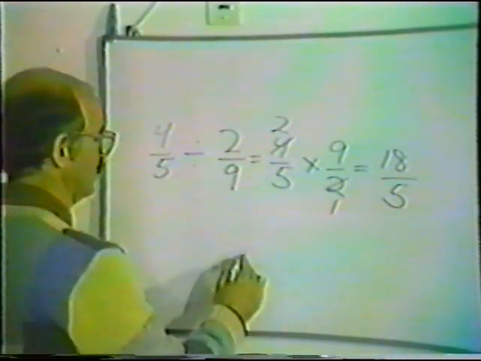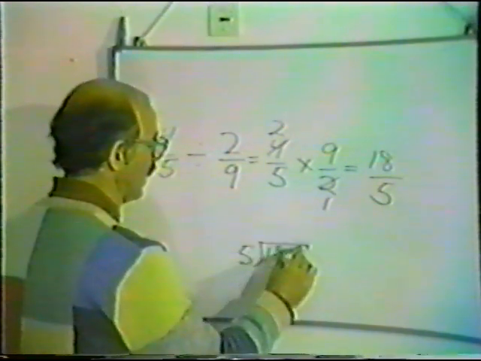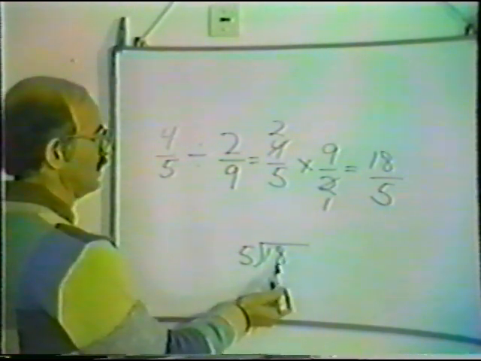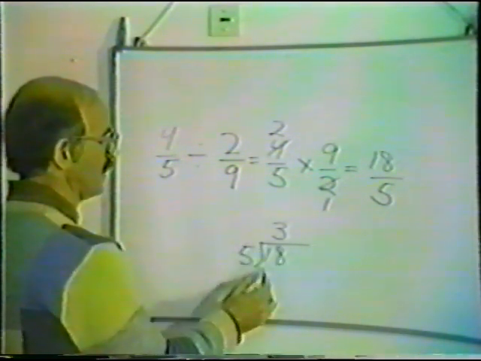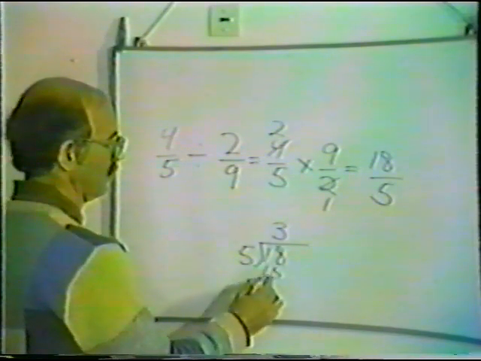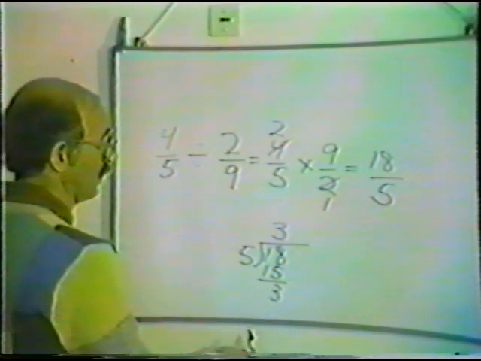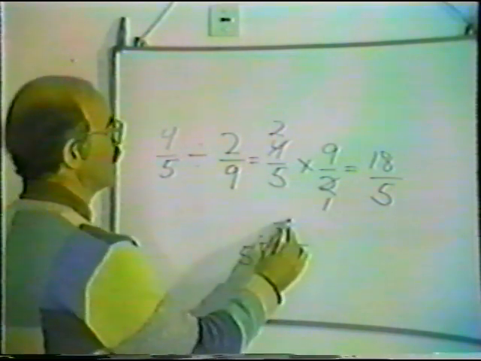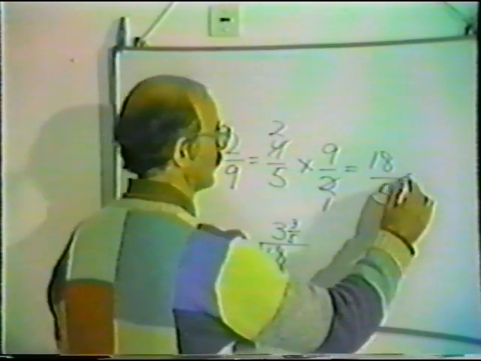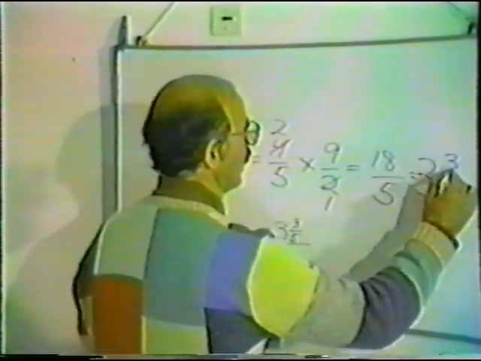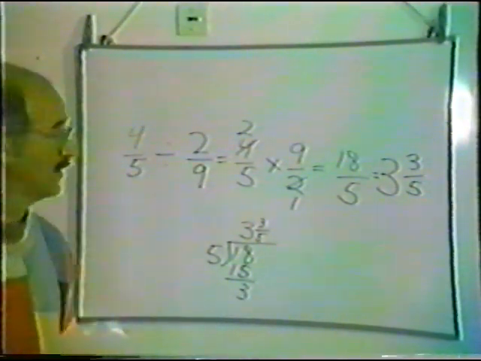Why? It's an improper fraction. We have to divide the 5 into the 18. 5 into 18 goes how many times? 3. 3 times 5 is? 15. 18 take away 15 is? 3. 3 what? 3/5. 3 and 3/5 is the answer.